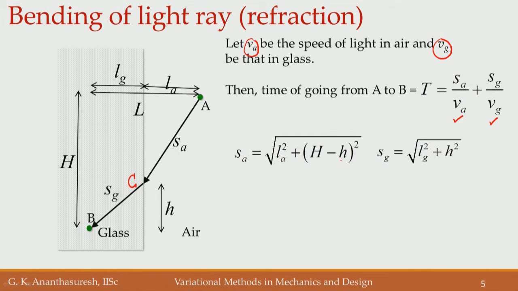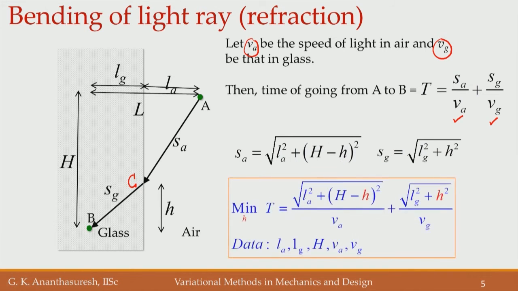So, in order to minimize that time t, which will be S A divided by V A plus S G divided by V G, we have this total expression. Our variable is h, which is indicated in red, that is what we are minimizing with respect to, and all these are known quantities, data. Okay. So, we have a function of h which we have to minimize with respect to h in order to find the least time path, which is segmented path A to C and then C to B.